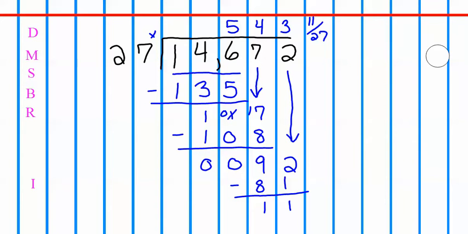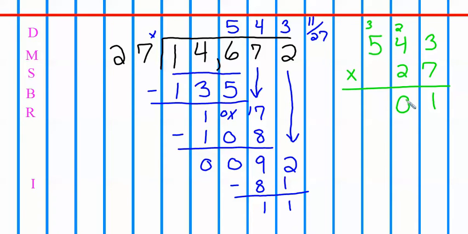Even though we have our answer, it's always a good idea to make sure you do the last step, inverse. Take your answer, 543 and 11/27, and multiply it by the divisor, 27. Seven times 3 is 21. 7 times 4 is 28. 28 plus 2 is 30. 7 times 5 is 35, and 35 plus 3 is 38.